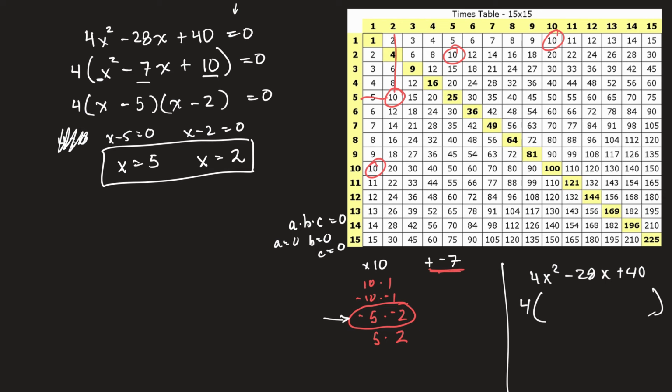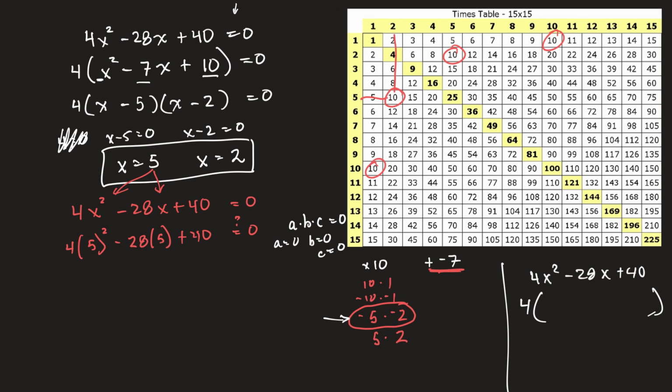Now if you wanted to, you can actually go and check. So here's my original equation, 4x squared minus 28x plus 40 equals 0. I'm saying that if I plug a 5 in everywhere I see an x, that whole thing will come out to 0. Let's try it. So 4 times 5 squared minus 28 times 5 plus 40, is that equal to 0?